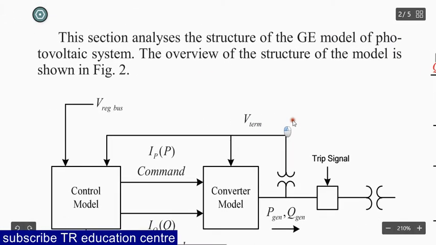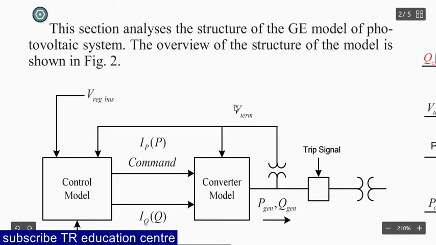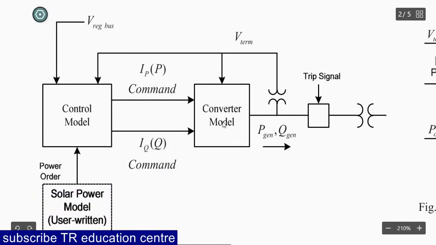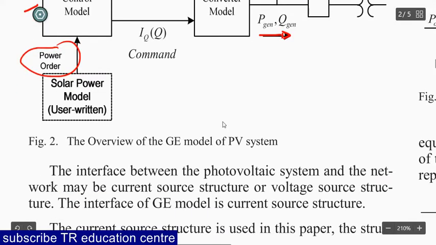This section analyzes the structure of the GE model of the photovoltaic system. The overview structure of the model is shown in the figure. There is a control model, and IP and IQ are the active power command and reactive power command. This is the converter, and the converter is connected to the generation, active power generation and reactive power generation, then the trip circuit, and then connected to the grid. So this is the solar power model for the power order.